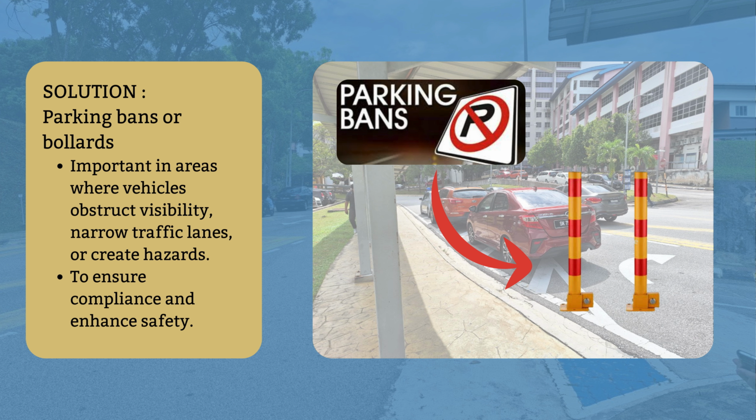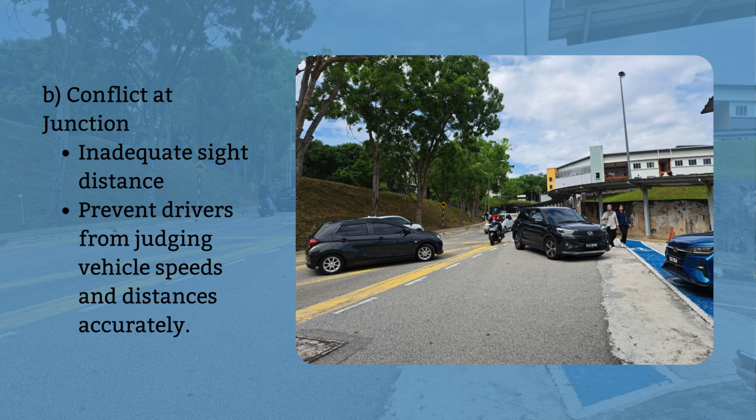This is particularly important in areas where parked vehicles obstruct visibility, narrow traffic lanes, or create hazards for pedestrians and other road users. In locations where signage alone is insufficient or frequently ignored, physical measures such as bollards may be installed. Bollards act as a permanent physical barrier that prevents vehicles from parking onto pedestrian paths, cycle lanes, or restricted zones. Second case is conflict at junction.